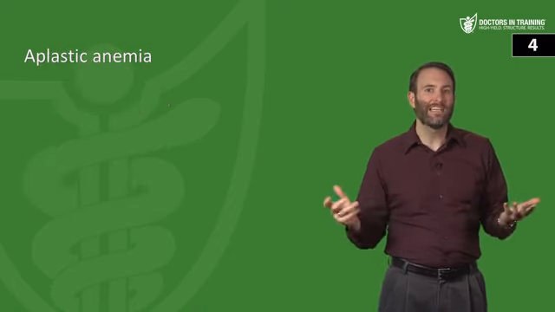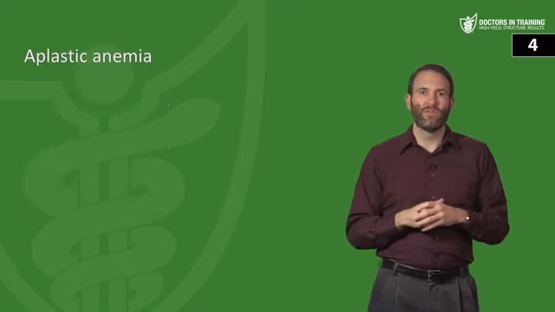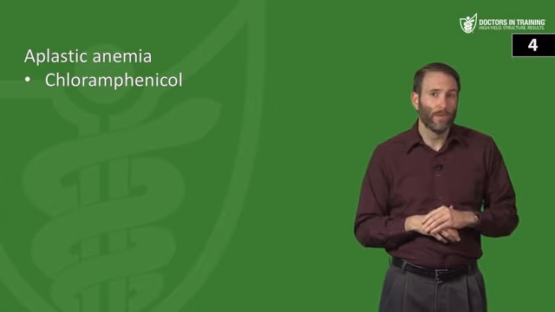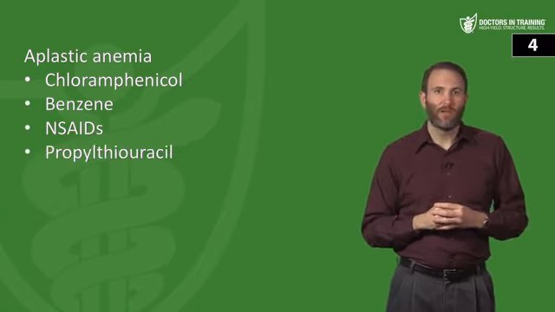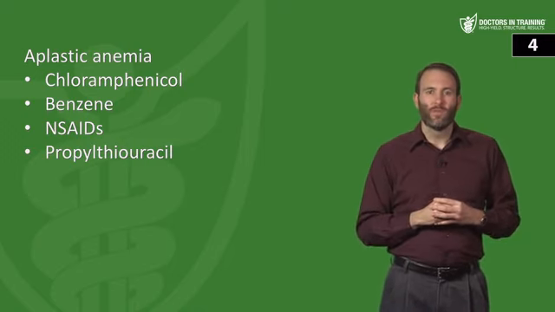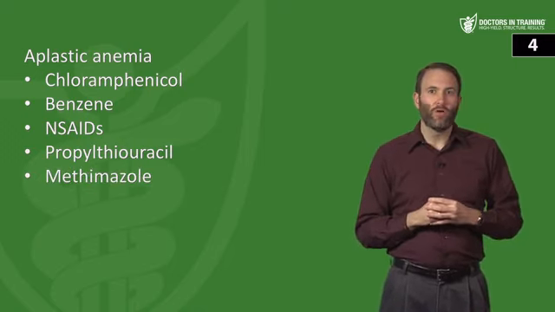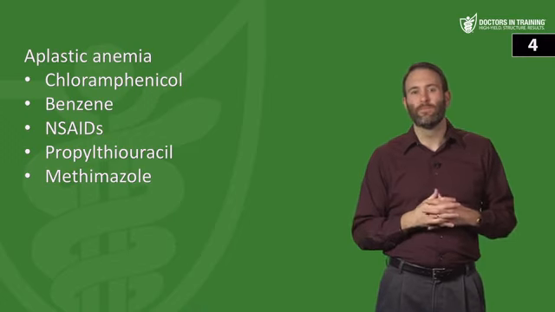Next, we have aplastic anemia. What can be the cause of that? It's going to be chloramphenicol, benzene, the NSAIDs, propylthiouracil, also known as PTU, and methimazole is going to go in there as well. All are going to cause aplastic anemia.